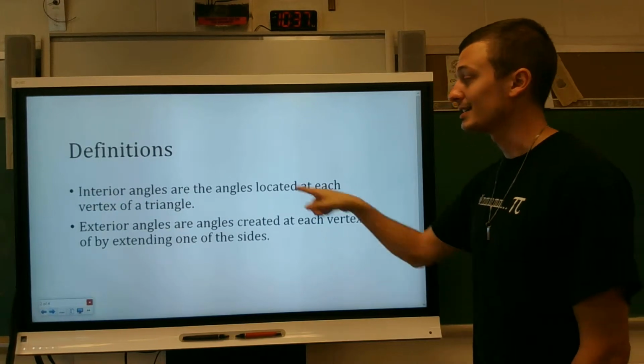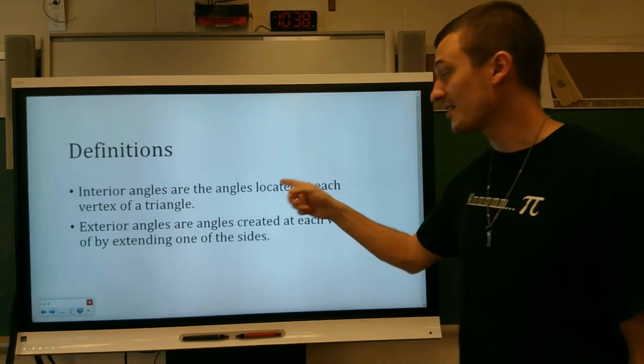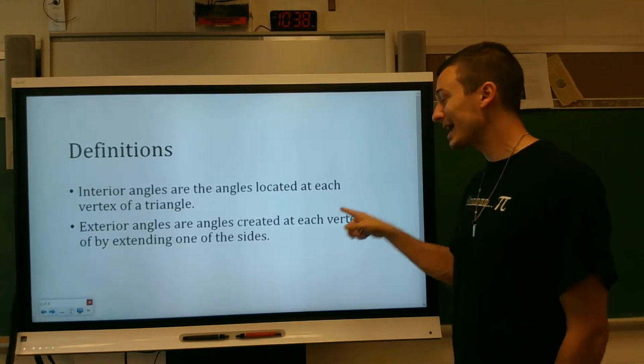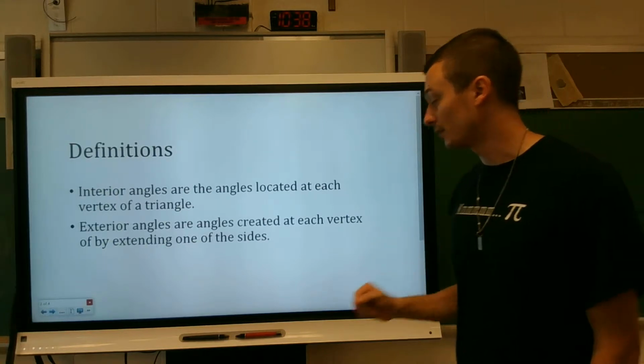Definitions, first of all. The interior angles are the angles located at each vertex of a triangle, and the exterior angles are angles created at each vertex by extending one of those sides.